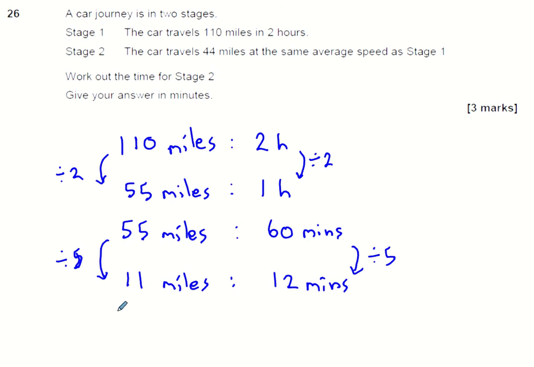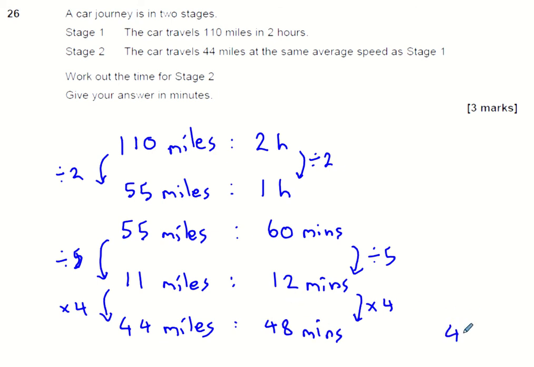And finally, since we want to get this to be 44 miles, we can multiply this answer by 4, and so 12 times 4 is 48 minutes. So the time for stage 2 is 48 minutes.